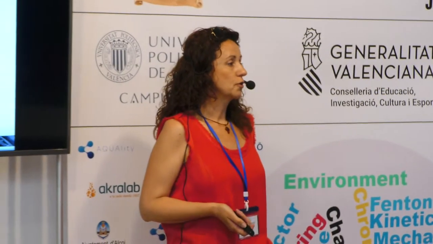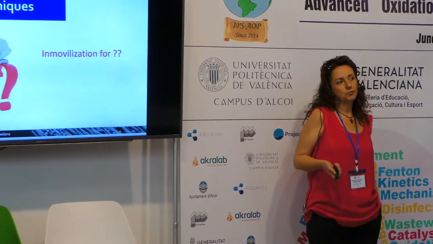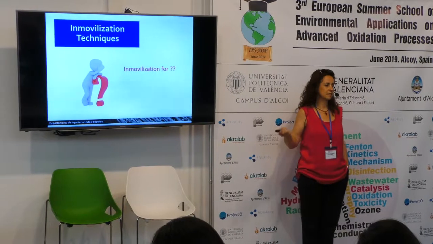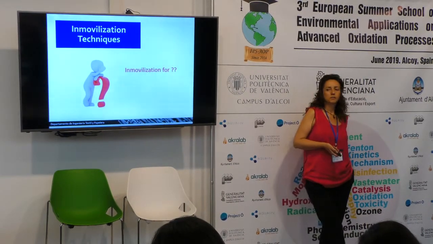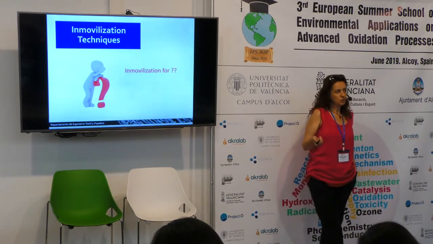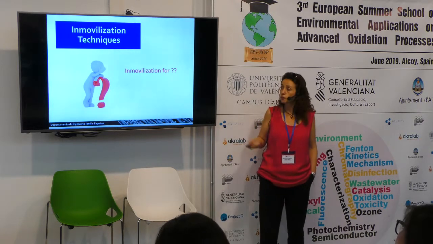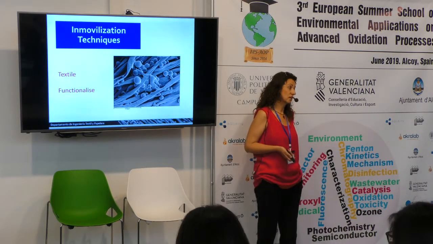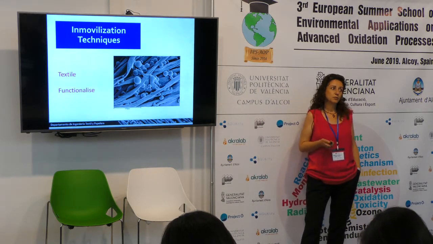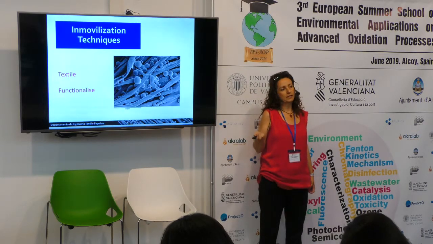I'm going to talk about immobilization and to understand the reason why we need to immobilize the photocatalyzers and particles which we work with. You need to understand my field of research, okay? We use immobilization because we basically work on textiles, so it is a porous substrate, and we need to immobilize the particles that we are going to include on the textiles.